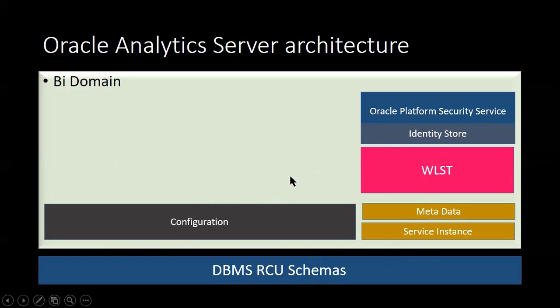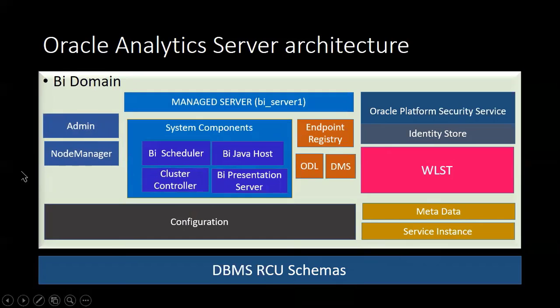And then whenever you run a configuration for the Oracle Analytics Server, it is based on two different servers, the admin server and the BI server. So this BI domain is going to have internally the machine configuration and node manager. It is going to have system components which are running based on the BI server. So first one is BI scheduler, second is Java host, third is cluster controller, then presentation server.